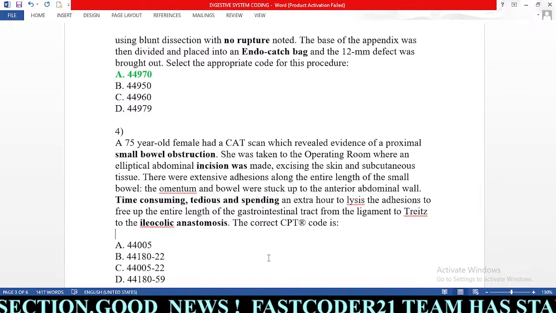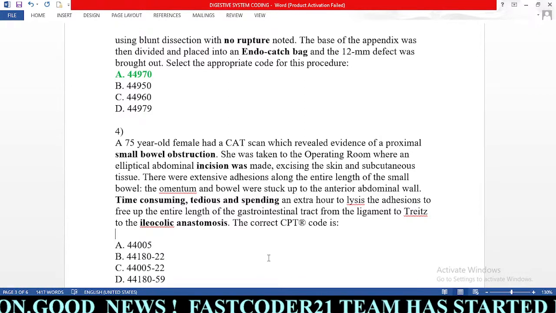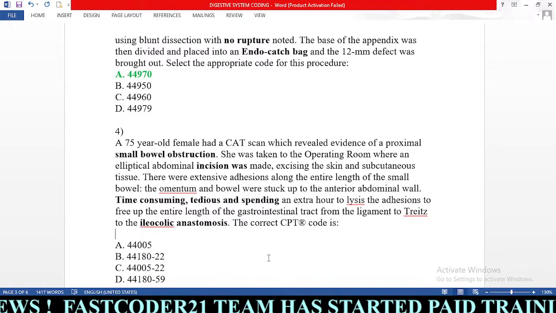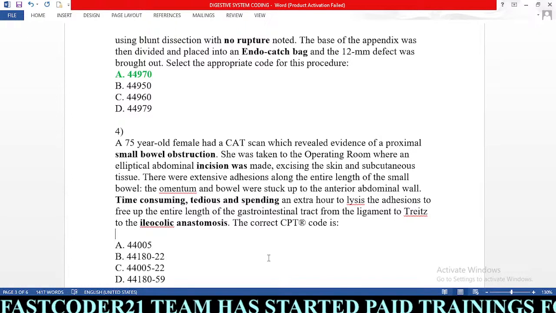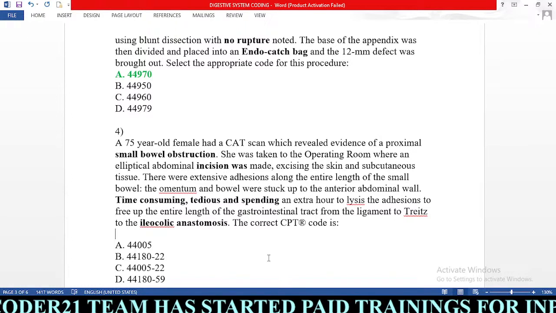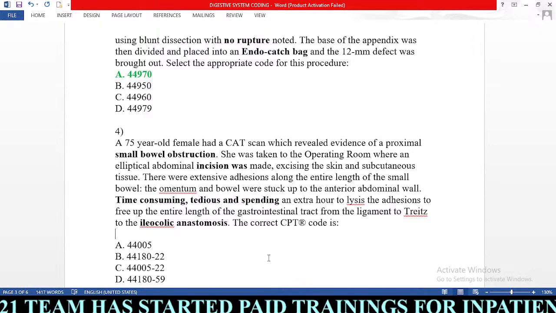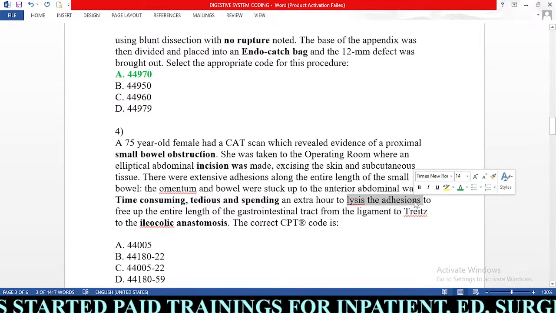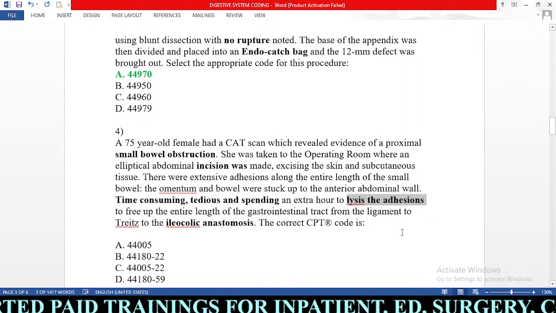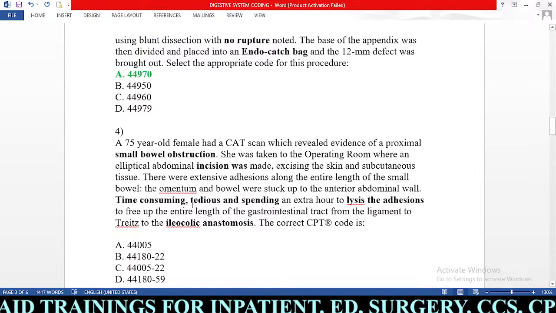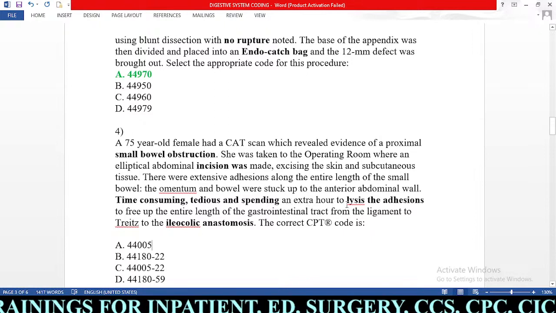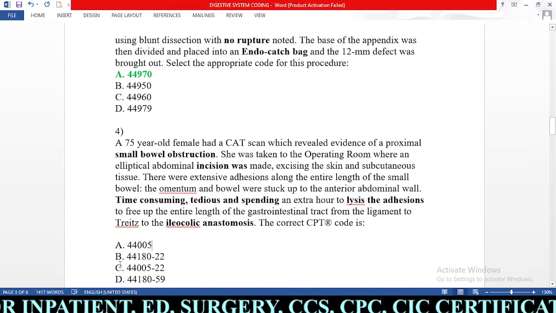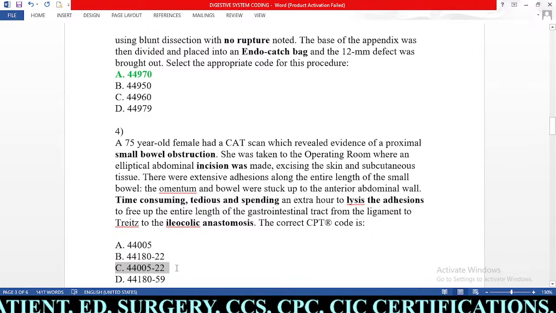So basically, what is 44005? It is enterolysis, freeing up intestinal adhesions. Entero means intestine, lysis means release of adhesion. Here the physician has performed lysis of adhesions. See here, this is the keyword. As the physician has mentioned, time consuming, tedious and spending an extra hour to lyse the adhesions, we need to add 22 modifier for 44005. So here our answer is C.